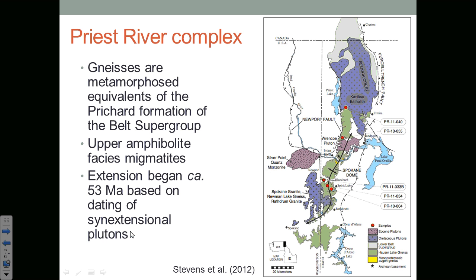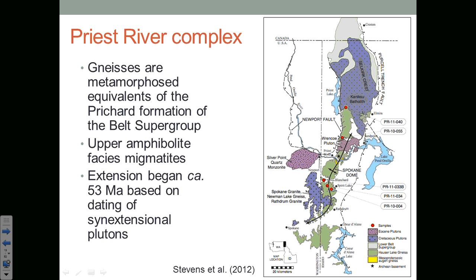So if we look at the Priest River first, the highest grade rocks in the core of this complex are metamorphosed rocks of the Pritchard Formation in the Belt Supergroup. They've been metamorphosed to upper amphibolite facies. They're migmatitic, but relatively low melt fractions. So they're not soupy migmatites, they're just kind of barely migmatites. And the extension began around 53 million years ago based on dating of these syn-extensional Eocene plutons in the region, the Rinko and Silver Point. And so my PhD student, Leanne Stevens, has been working on this project.